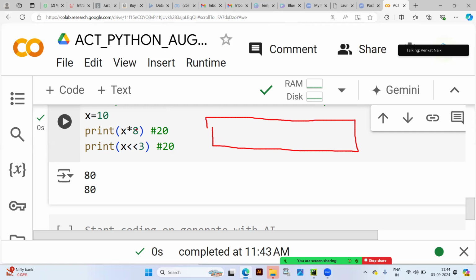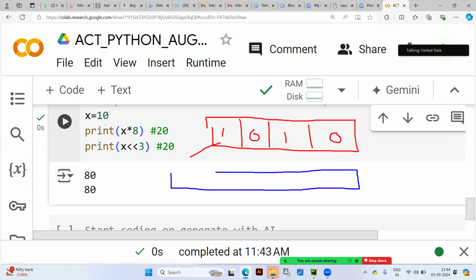10's binary value is 1 0 1 0. This is the binary value. If you left shift once, the value would come to here. So these are the memory blocks.